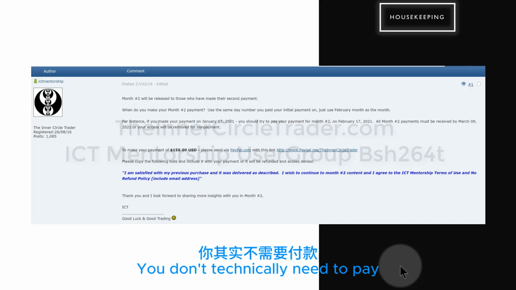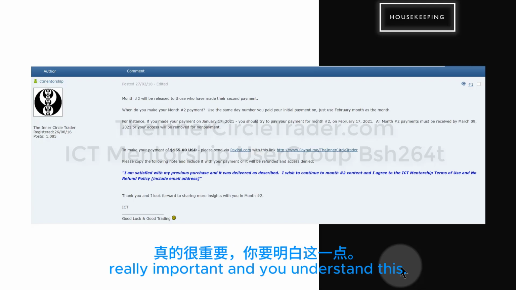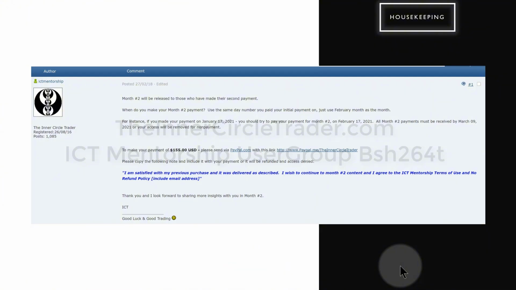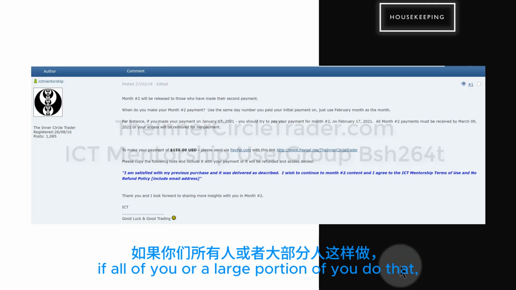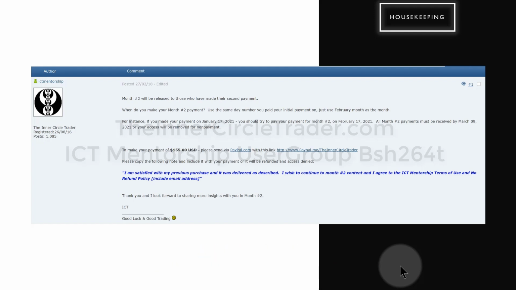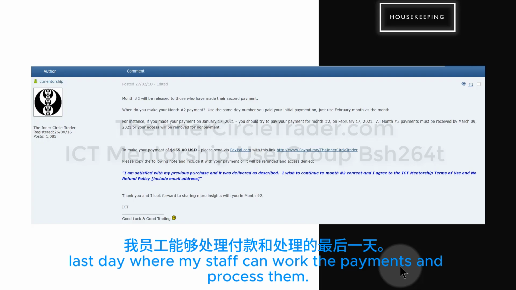You don't technically need to pay until the 9th of March. Now, here's really important that you understand this. If you are trying to wait until the last day, March 9th, and then you're going to make your payment, if all of you or a large portion of you do that, we're going to have a problem, because you're all going to be bottlenecking towards the last day where my staff can work the payments and process them.